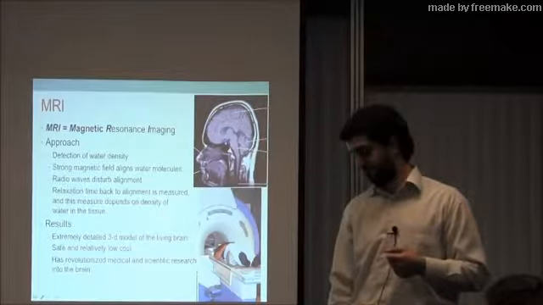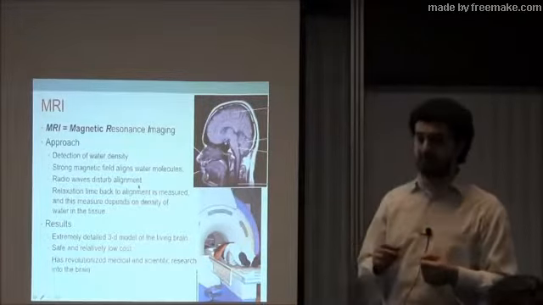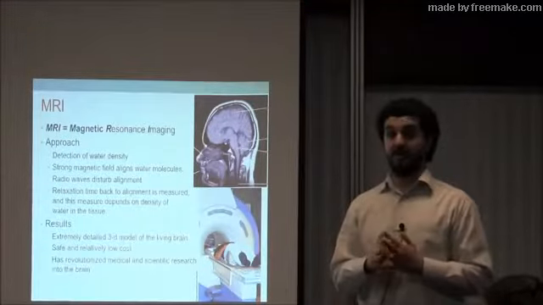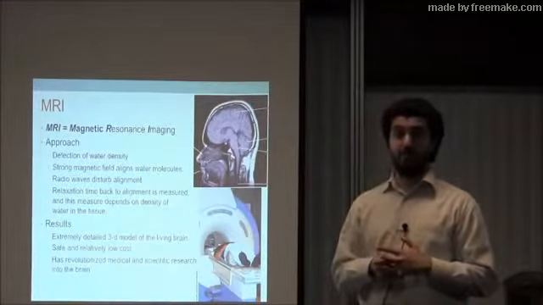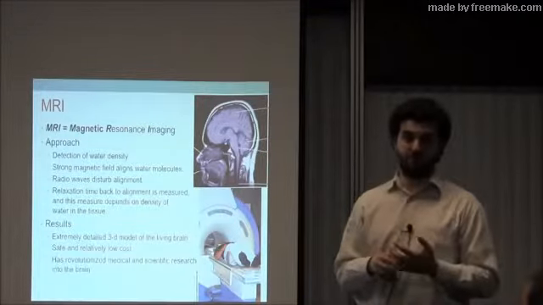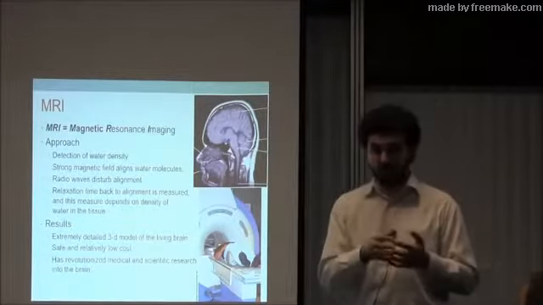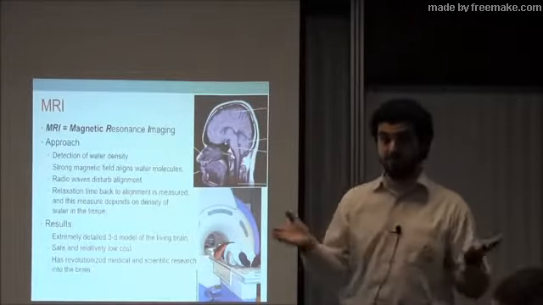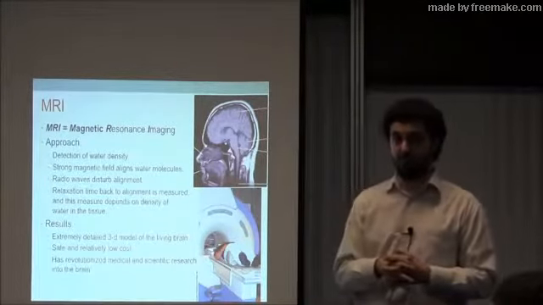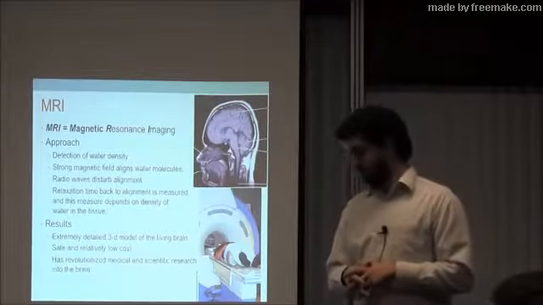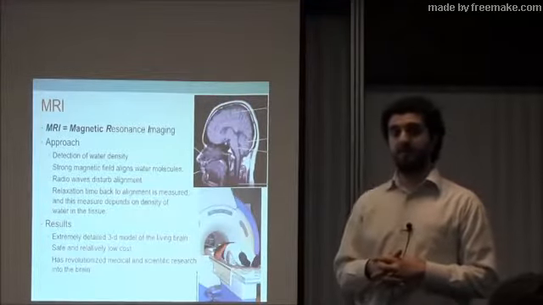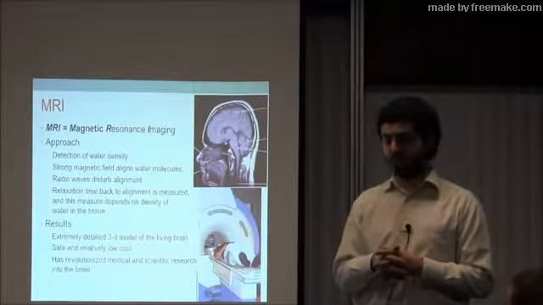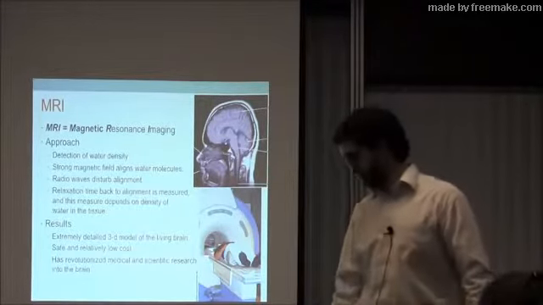It looks like this. So we get detailed 3D models of the brain. It is very safe and relatively low risk compared to other techniques such as CT scans, for example. With CT you are exposed to a really large amount of radiation, but with MRIs, almost zero. And this particular technique revolutionized neuroscience research over the past, I would say, 20 years.